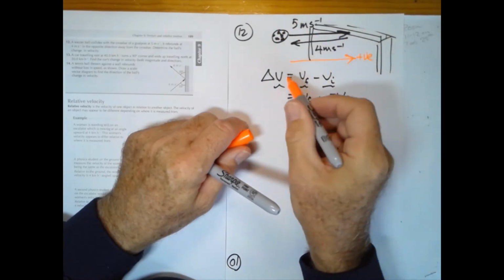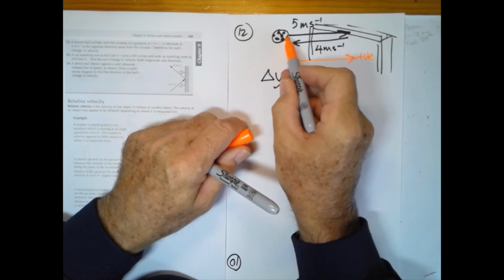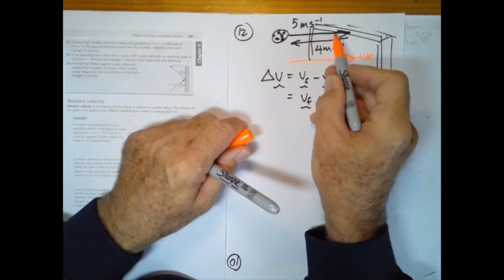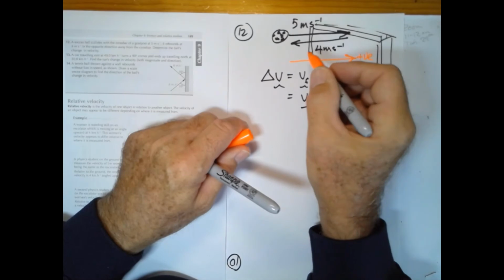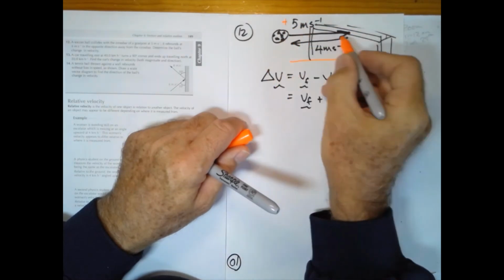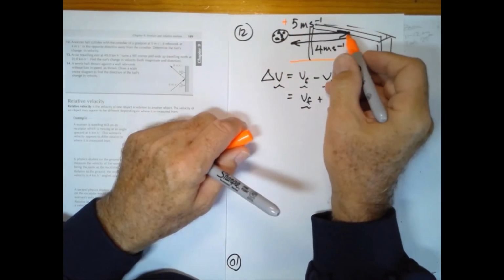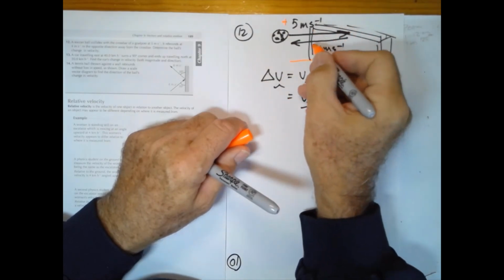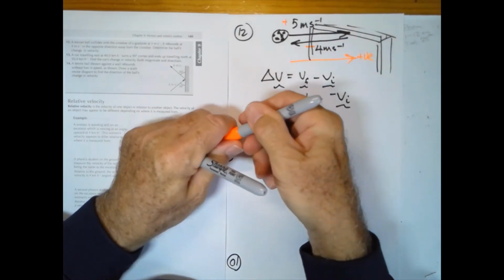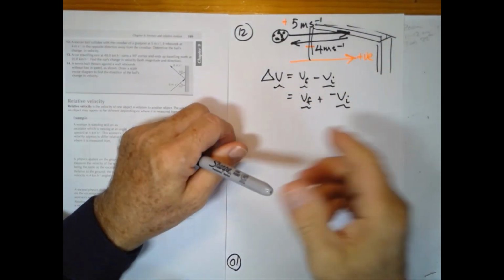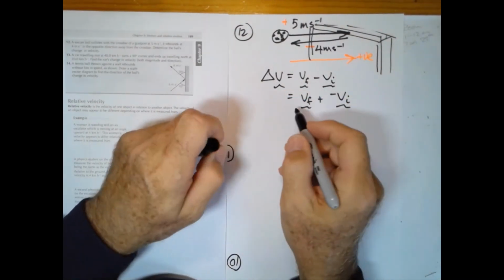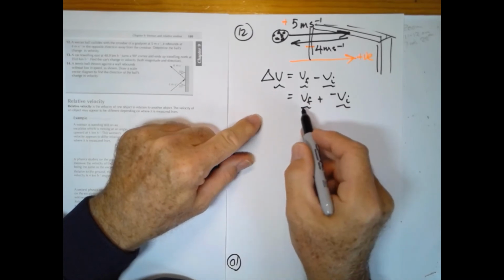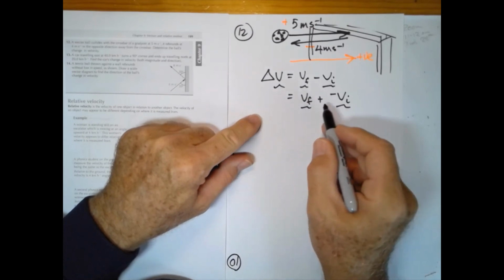That means the ball is initially kicked at 5 meters per second in this direction, so it's got a positive velocity. When it hits the crossbar and rebounds, it's going back this way, so this has a negative velocity. We've got to get those right for a start. So let's then have a look. Change of velocity is final velocity plus negative of the initial velocity.